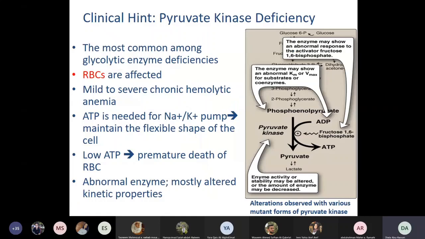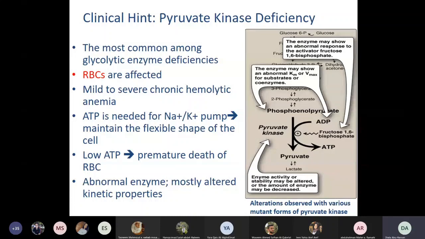Okay, let's take a clinical hint or a clinical application on this, specifically on pyruvate kinase, the last enzyme in the glycolytic pathway, and actually the most commonly affected enzyme by deficiencies in glycolysis. It is the enzyme that most often has deficiencies in these pathways. An important thing is that RBCs specifically are the cells mostly affected by this deficiency. Why? Let's see what happens in these patients.